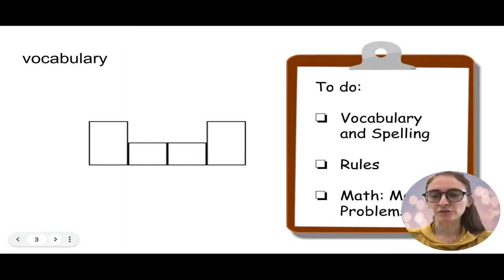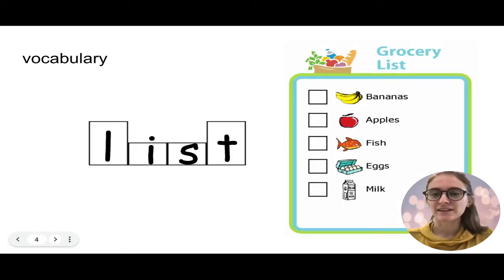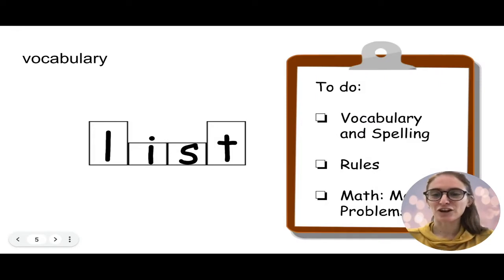And actually, our first vocabulary word is this thing. What is this called? It's a list, right? So a list is when you write things down one after another. It can be like things to remember or things to buy. This is things to do. So how do you spell list? List. Here's a grocery list. Here's our to-do list. And right now we are doing number 1, vocabulary and spelling.